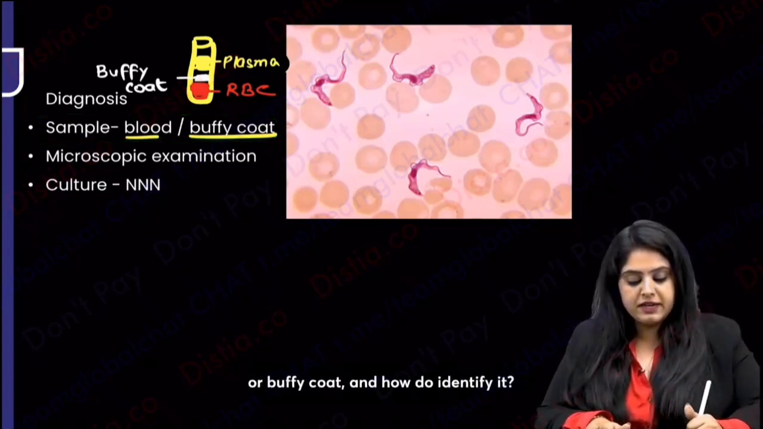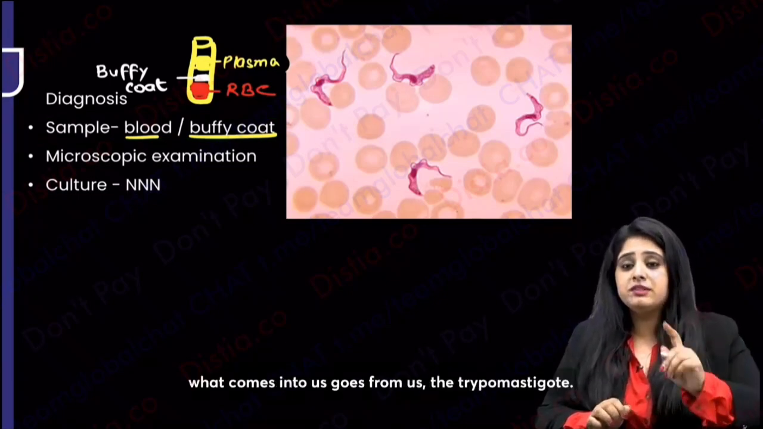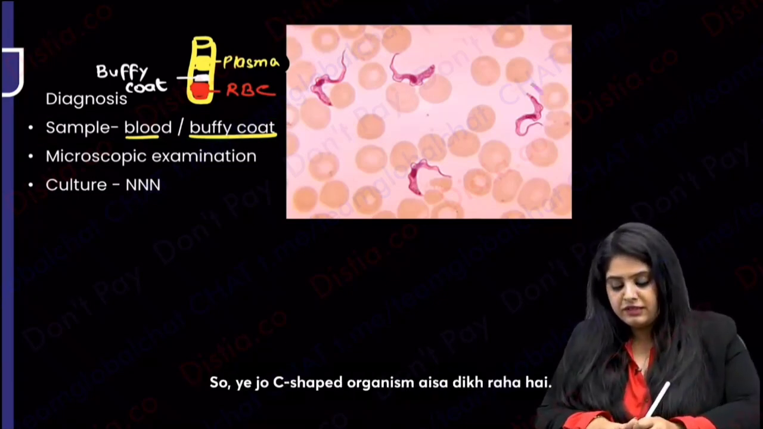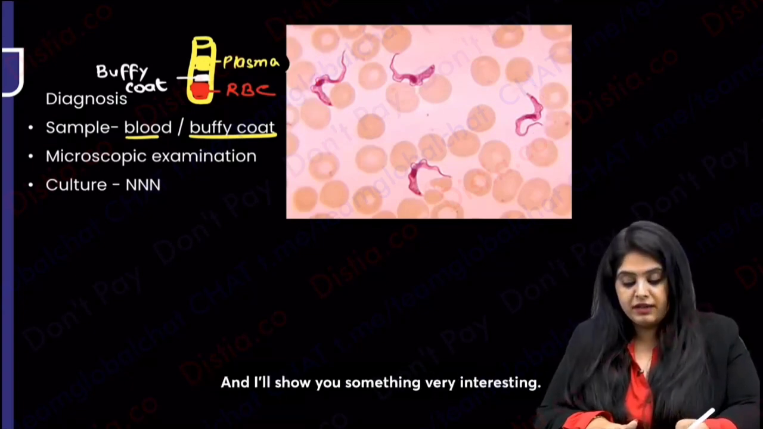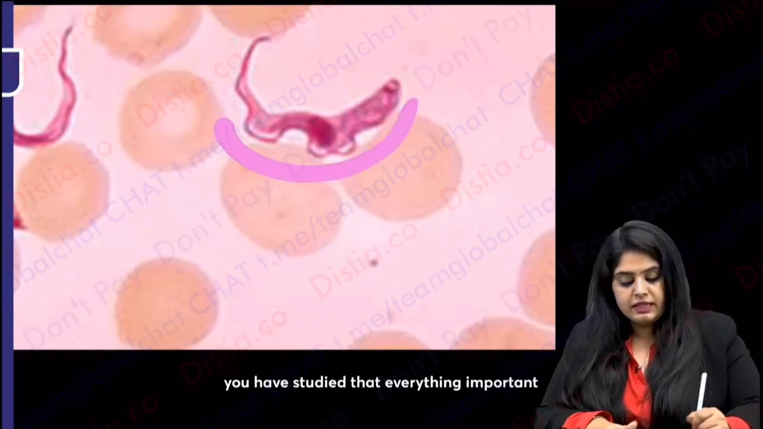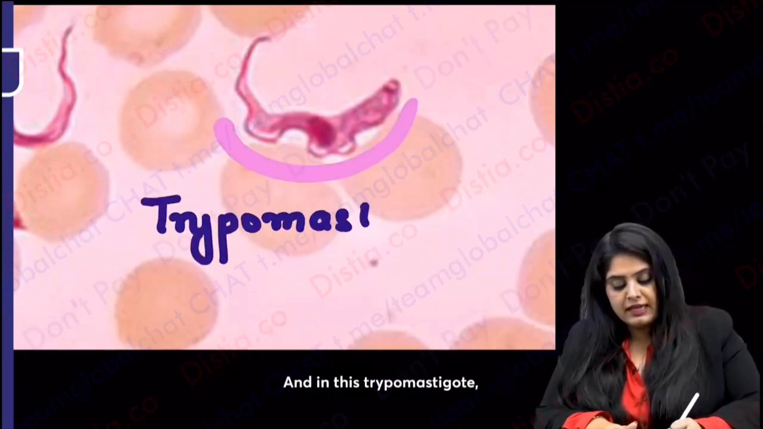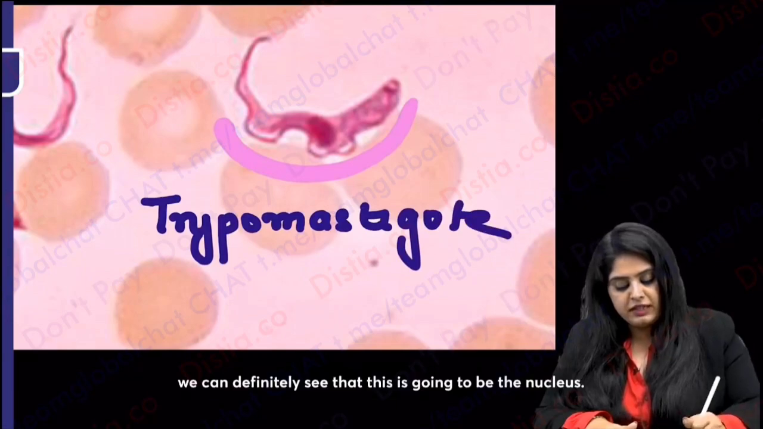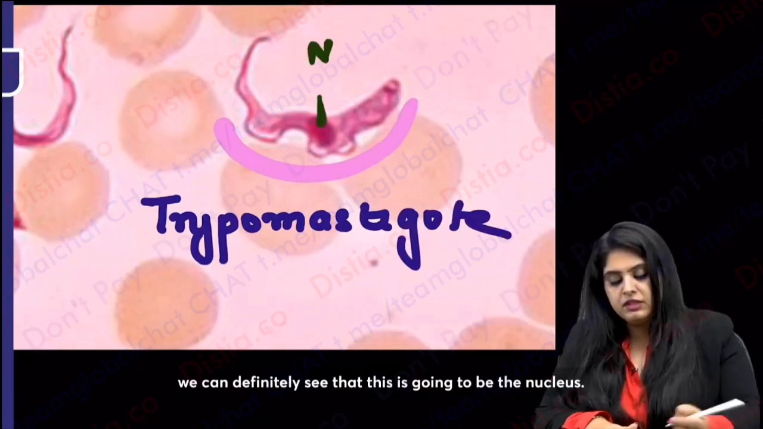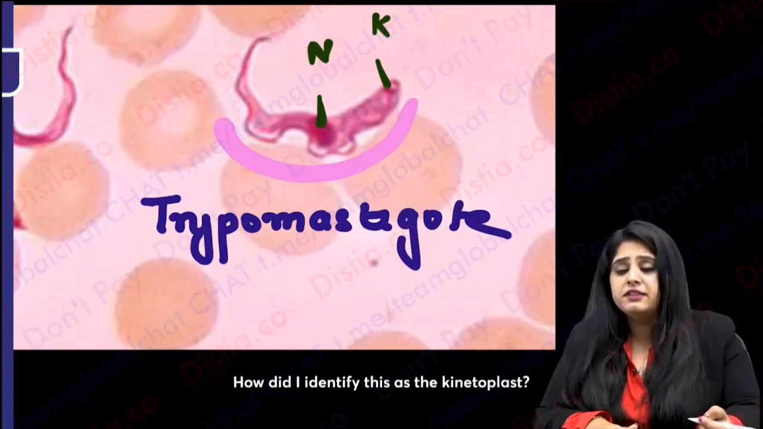And how do I identify it? What did I teach you? The most important form, what comes into us, goes from us, the trypomastigote. So this C shape organism looks like this, and I'll show you something very interesting. Be with me guys on this. You will notice that everything important over here is going to be the trypomastigote, and in this trypomastigote we can definitely see that this is going to be the nucleus. This is the kinetoplast.